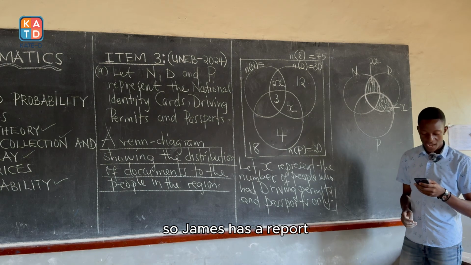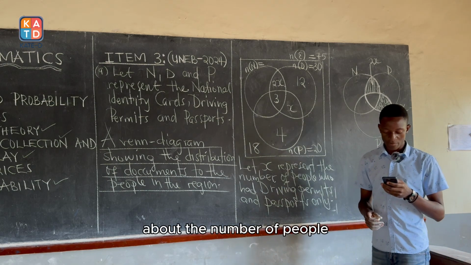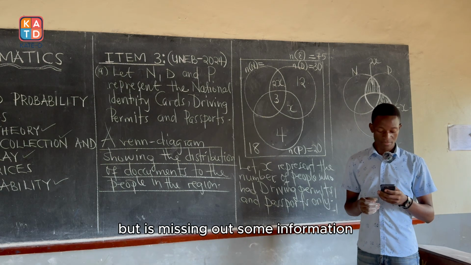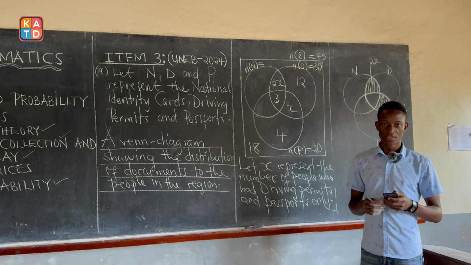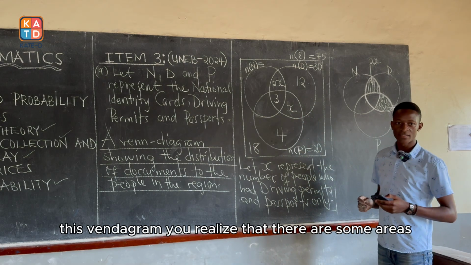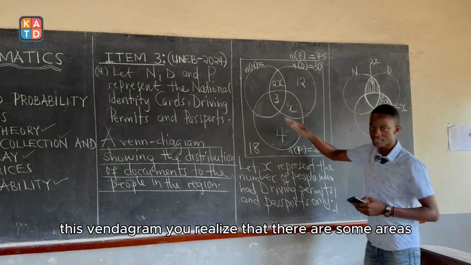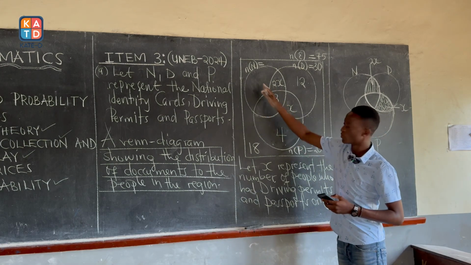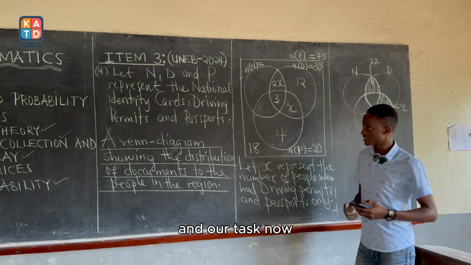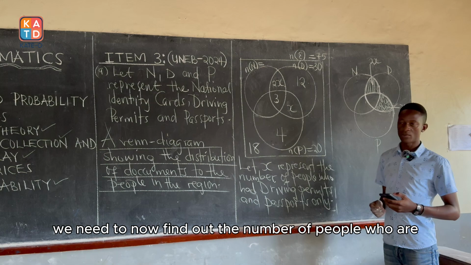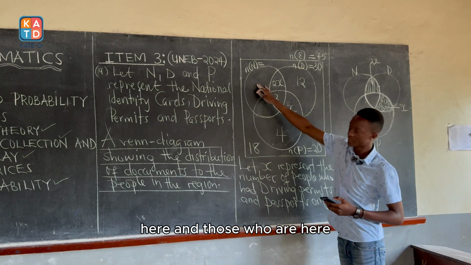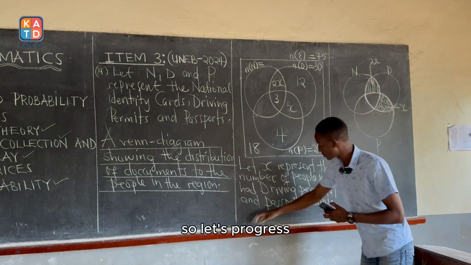So James has a report about the number of people who had national identity cards, but is missing some information. So when you look at this set, the way we have represented this Venn diagram, you realize that there are some areas where we don't have any information given. And our task now is to find out the number of people who are here and those who are here. So let's progress.